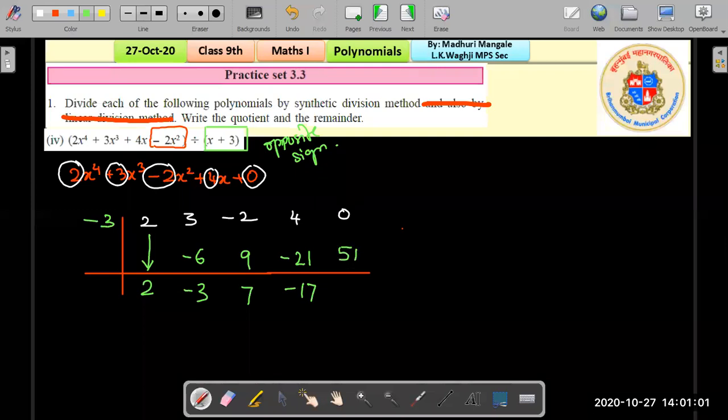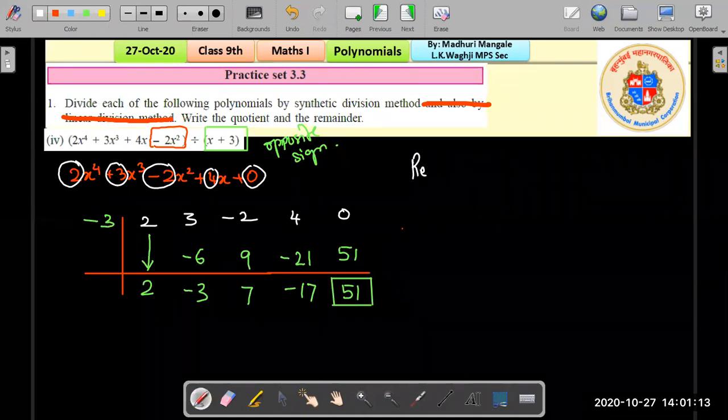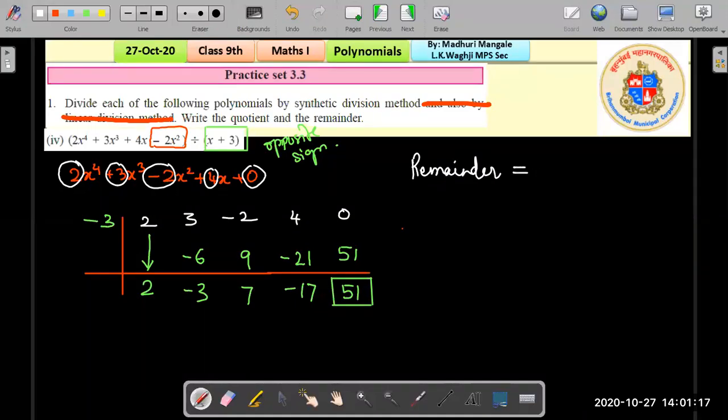And combine the terms like this. So 0 plus 51 is 51. And there we have the remainder ready. The remainder here is 51. So we write out the remainder and quotient. So remainder is equal to 51. That is the last number.